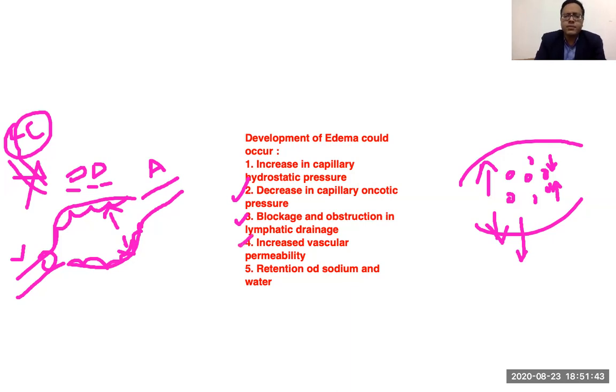Now let us move to mechanism number 4, increased vascular permeability. This is the cause of edema in acute inflammation. In the acute inflammation mechanism, you have read that there are 2 steps: one is vascular changes, another is cellular changes. And in vascular changes, basically 2 steps occur: one is vasodilation and second is increased vascular permeability.